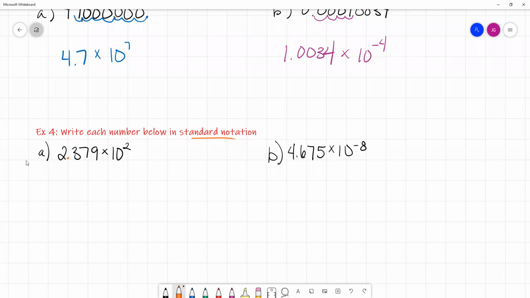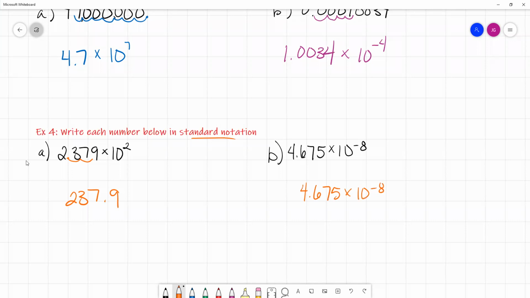So I'm going to take my decimal, move it once, twice. So I get 237.9 as my answer, okay? Last one over here, I have a negative exponent. I have 4.675 times 10 to the negative 8. So that means this is supposed to be a tiny number, which means the decimal is going to go to the left, okay? So I'm going to rewrite it down here to give myself some room. 4.675 times 10 to the negative 8.